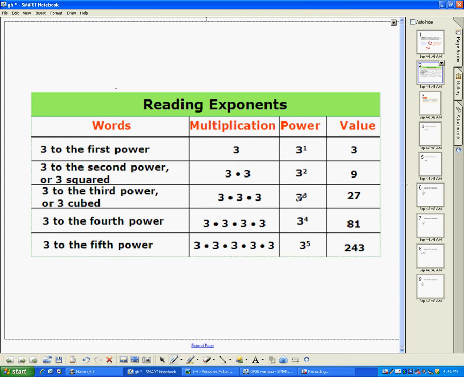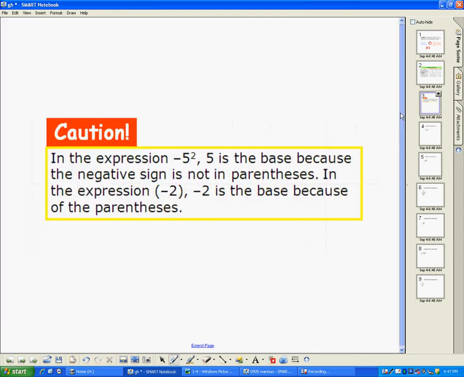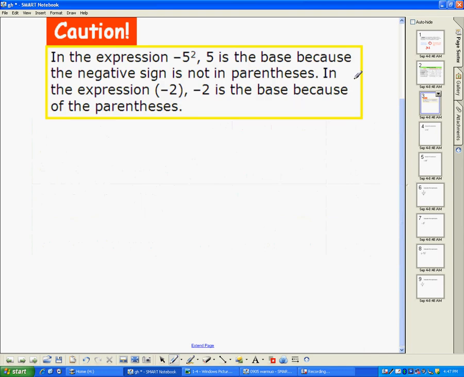3 cubed, or 3 to the power of 3, means that there are 3 3's, and if I do the math, 3 times 3 is 9, 9 times 3 is 27. 3 to the power of 4 means that there are 4 3's. 3 times 3 is 9, 9 times 3 is 27, 27 times 3 is 81. 3 to the power of 5, or 3 to the 5th power, is 3 times 3 times 3 times 3 times 3. 3 times 3 is 9, 9 times 3 is 27, 27 times 3 is 81, 81 times 3 is 243.